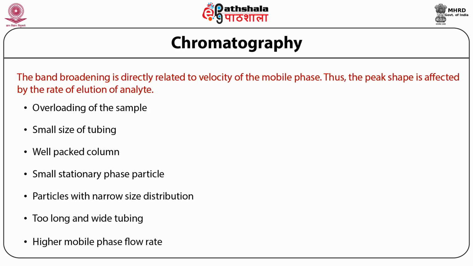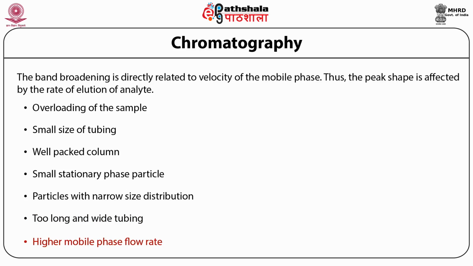The factors which affect our chromatographic separation can be avoided if we take the right concentration of the sample. Overloading of the sample can cause problems. The size of tubing should be small and the column should be well packed. If the column is not well packed, then the particles will take multiple path lengths and again affect the chromatographic separation. Stationary phase particles should also have a narrow size distribution. Too long and too wide tubing should not be used because again they can bring about peak broadening. Longitudinal diffusion can be avoided by using a higher mobile phase flow rate. If flow rate is less, then diffusion is more.